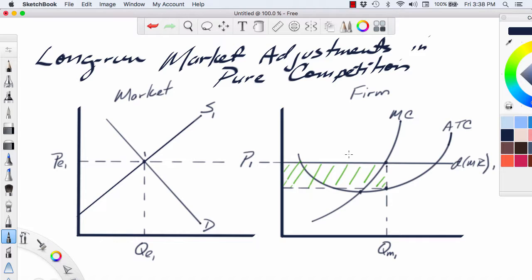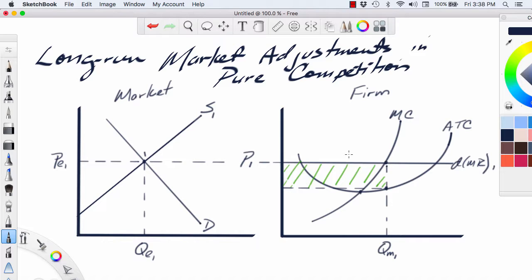Remember that the firm in the purely competitive model is a price taker. So the price that is determined in the market, PE1, comes to the firm as a given. The firm takes the price from the market. It can sell as much as it wants at the market price. Of course, if it tries to charge more than the market price, it can't sell anything, and it would be foolish to charge less than the market price, since it can get the market price if it charges it. We notice in the picture on the right, the firm is in a profit position.